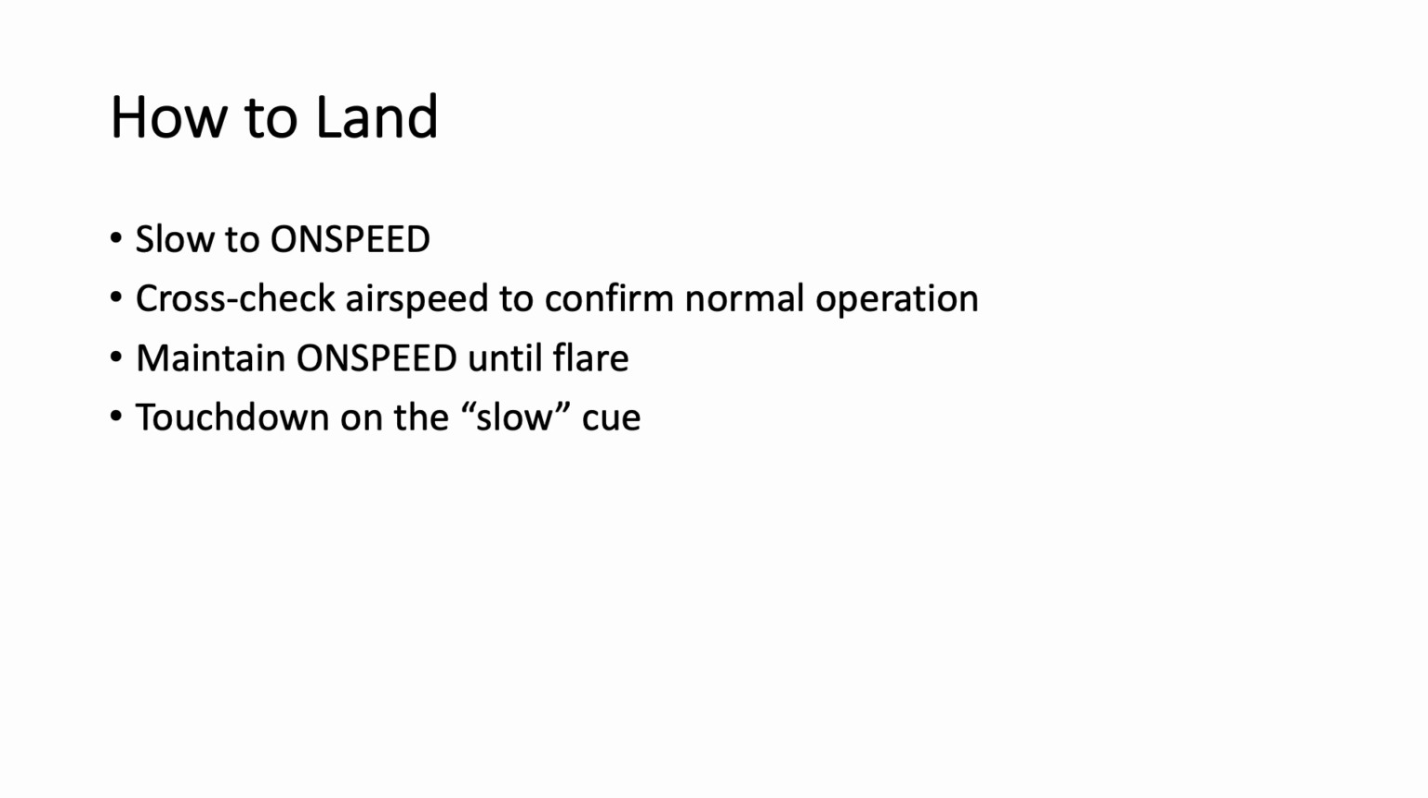All we're going to do in this case is slow to an on-speed condition and configure. We're going to cross-check our airspeed once just to confirm normal angle of attack operation, and then we're going to maintain an on-speed condition until the flare. And just prior to touching down, we're going to transition to the slow cue. But the neat thing is once we confirm proper operation, the pilot's eyes are free to worry about flight path management, traffic avoidance, and concentrate on what's happening down in the TDZ. So let's take a look at what this looks like from the cockpit.